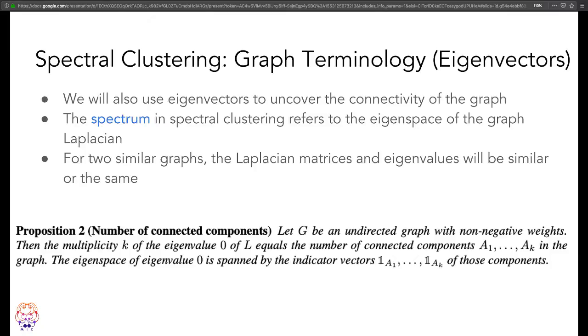That being said, the spectrum in the spectral clustering name refers to the actual eigenspace of the graph Laplacian. So we're taking these eigenvectors, and in this space, we're trying to define how that graph is connected in a mathematical way. A bit of a less important point, but for two similar graphs, the Laplacian matrices and eigenvectors are going to be similar, or the same. So this is going to help us determine how a graph is connected.